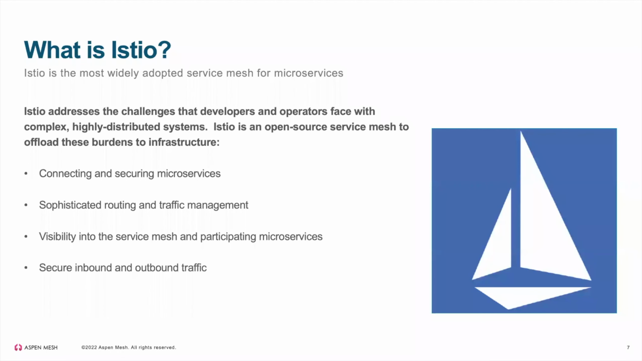So that's really where service mesh comes into play, and Istio in particular, but this is really any service mesh, and there are other ones out there outside of Istio. But service meshes and Istio in particular are meant to address a lot of these challenges that are being introduced by these highly distributed, loosely coupled systems. So it tries to offload a lot of these challenges to an infrastructure component, much like Kubernetes did with compute and scheduling. By allowing you to connect and secure microservices, give you sophisticated routing and traffic management, give you visibility into what's going on in the system, and really applying security.